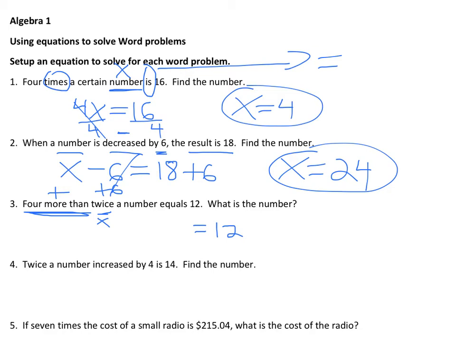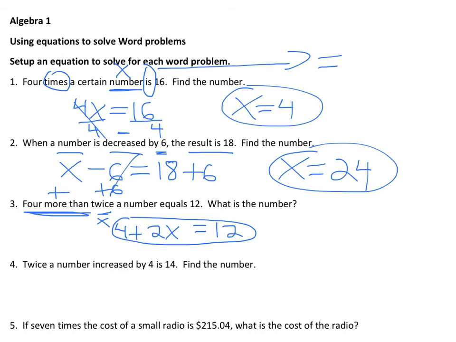Now it says 4 more than, so I know I'm going to add 4. So I'm going to have 4 plus. And then it says twice a number. Well, twice a number means you double it, or you multiply it by 2. So I'm going to have 4 plus 2x. So there's our equation. I'll just circle this right here: 4 plus 2x equals 12.